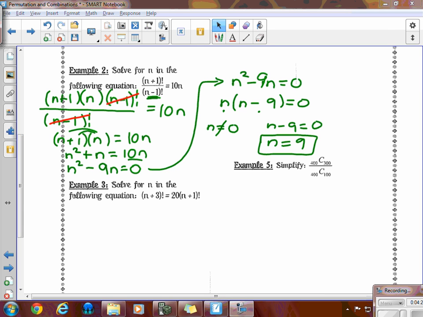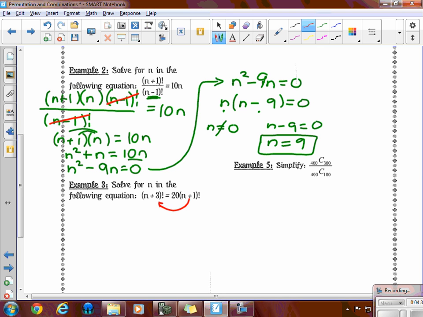Example 3 now is a little bit different looking. We don't have a fraction to begin with. We have n plus 3 factorial equals 20 times n plus 1 factorial. What we want to do in this case is to bring the factorials to one side. Now this is a multiplication of n plus 1 factorial, so if I move it to the other side, I'm going to get n plus 3 factorial all over n plus 1 factorial, and this equals 20. Now this resembles the type of examples we've worked with before.